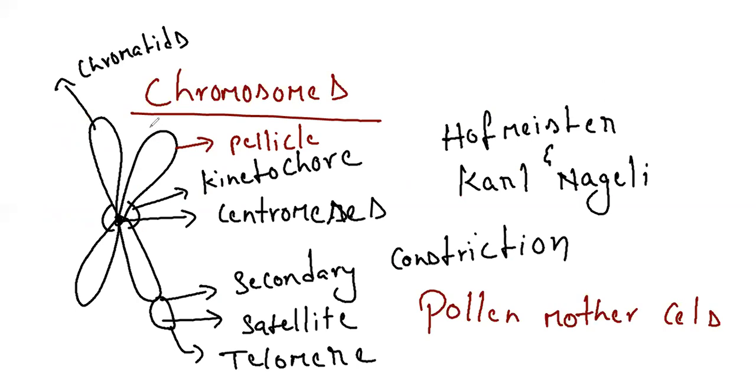Chromonema is singular; we call them chromonemata. It is a very important, genetically highly coiled thread present throughout the chromosome. Like this, we have many chromonemata. And small beaded-like things will be seen in between. We call them chromomeres.